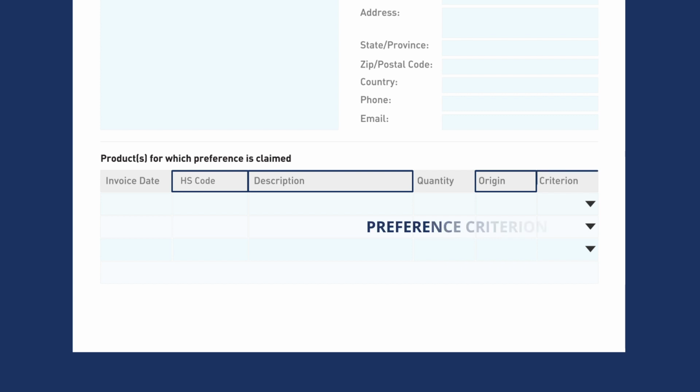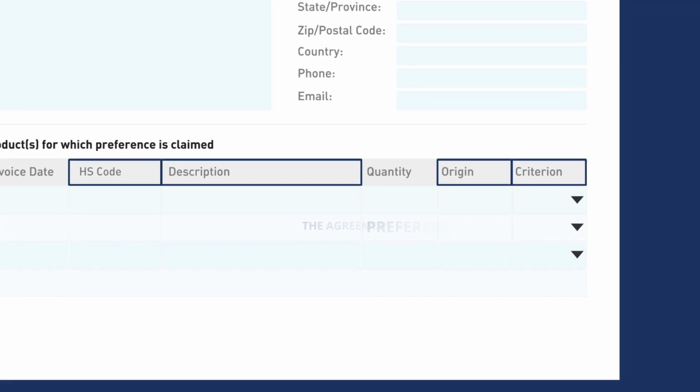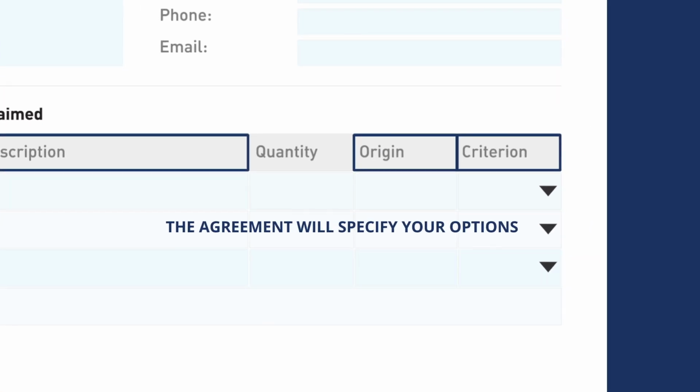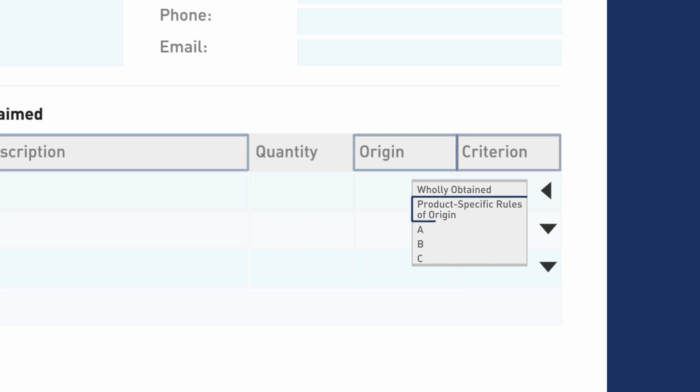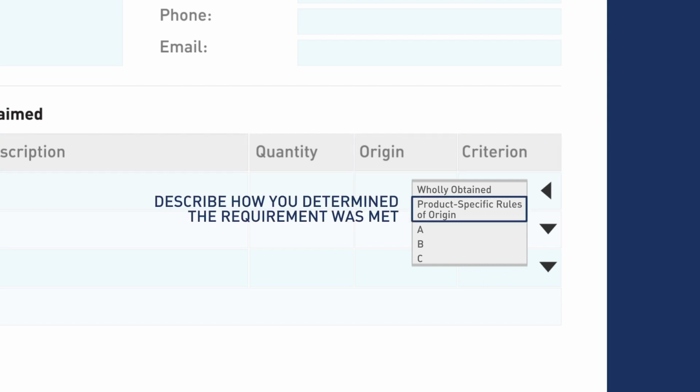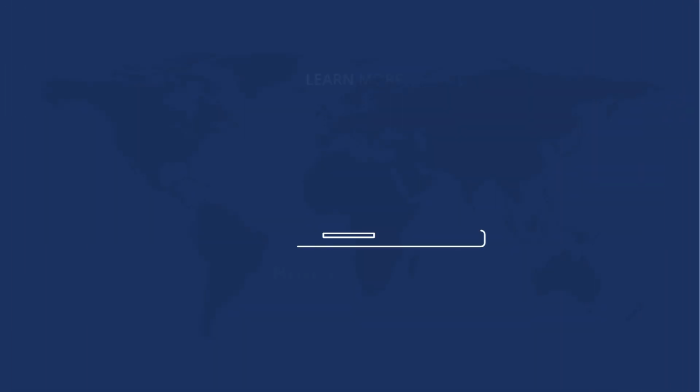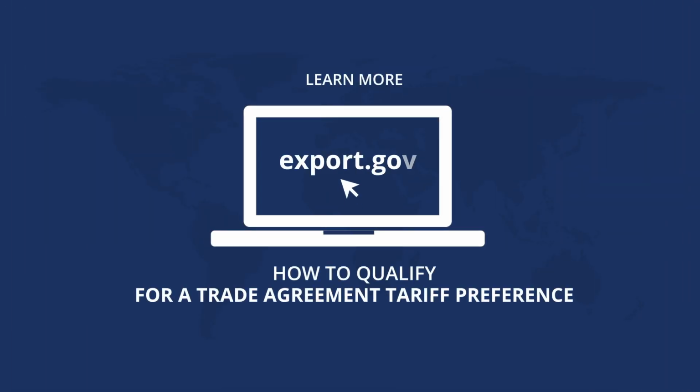Fourth, describe the preference criterion, which is how the product qualifies through a rule of origin. The agreement will specify your options. Include the rule of origin text if possible. Options here may be a term such as wholly obtained, or product-specific rules of origin, or a letter code such as A, B, or C that corresponds to one of the terms. If using a product-specific rule of origin, describe how you determined the requirement was met. If you need more information on how to qualify for a trade agreement tariff preference, visit export.gov.